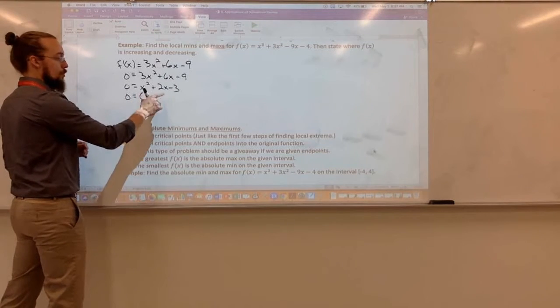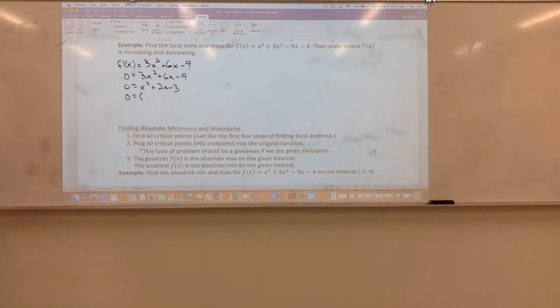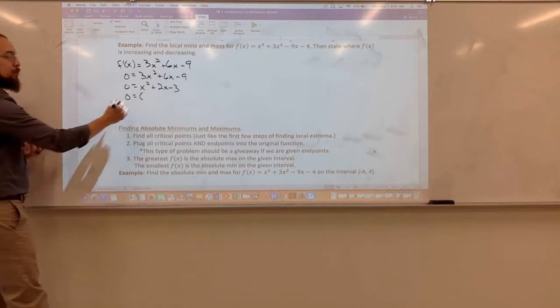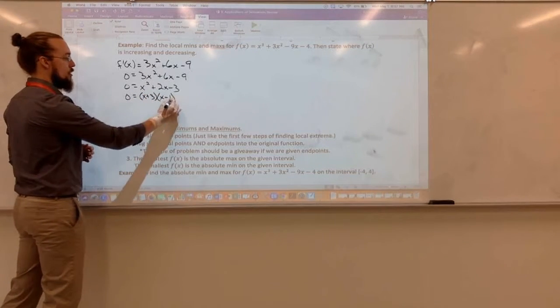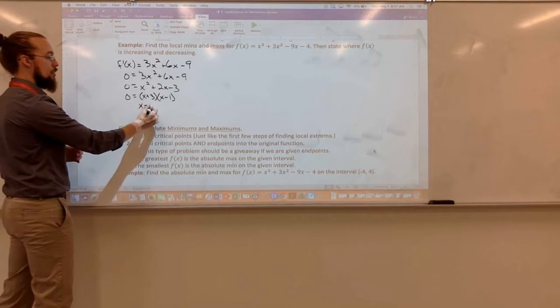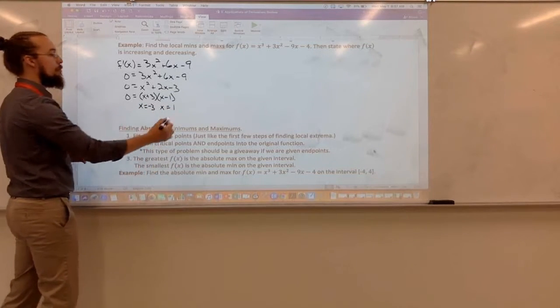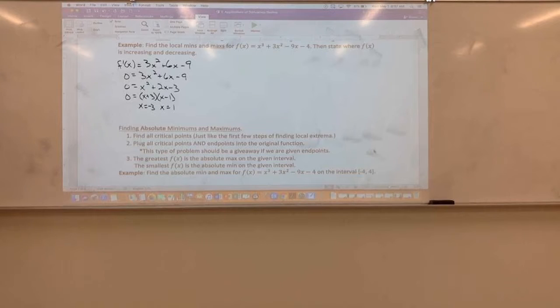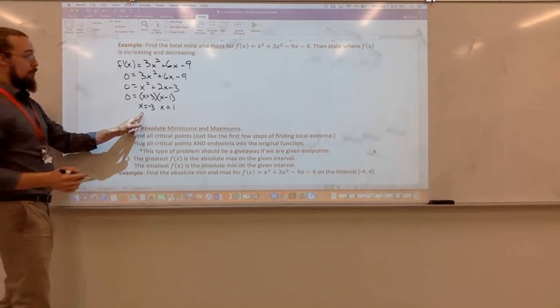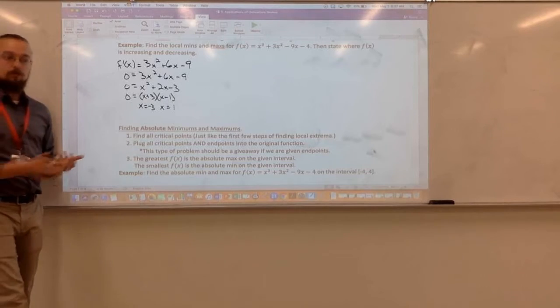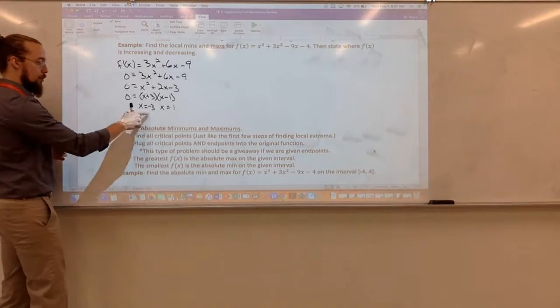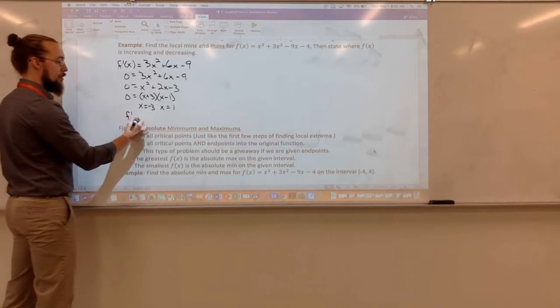Right. So we're looking for two numbers that multiply to negative 3 that add to positive 2. So we would have x plus 3 and x minus 1, which means our solutions are negative 3 and positive 1. So that's where the derivative equals 0. We also would want to check for any places where the derivative is undefined. Right, there aren't any in this case. So these are all of our critical points.